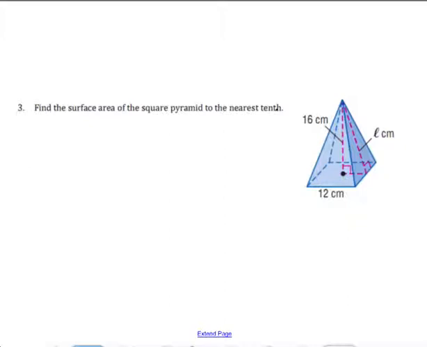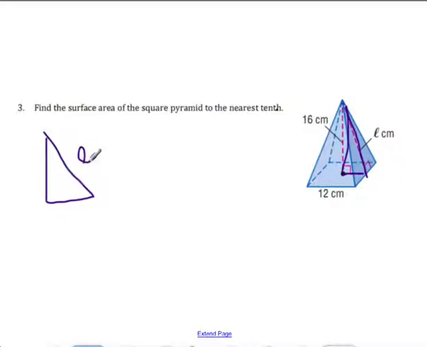All right, let's take a look at number 3. It wants us to find the surface area of the square pyramid to the nearest tenth. So what we don't know is our slant height. What we do know is our altitude. Now notice that that forms a right triangle. So let's go ahead and get our slant. So we have a right triangle.